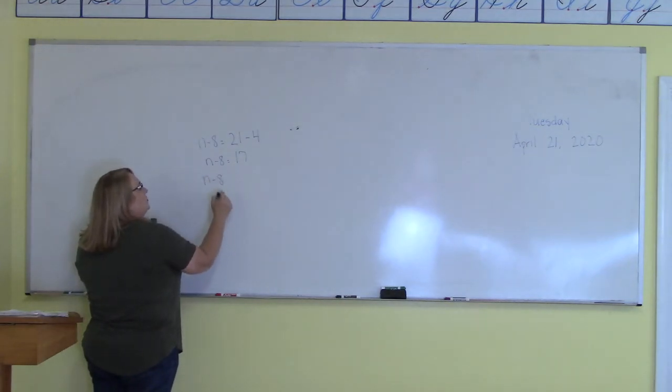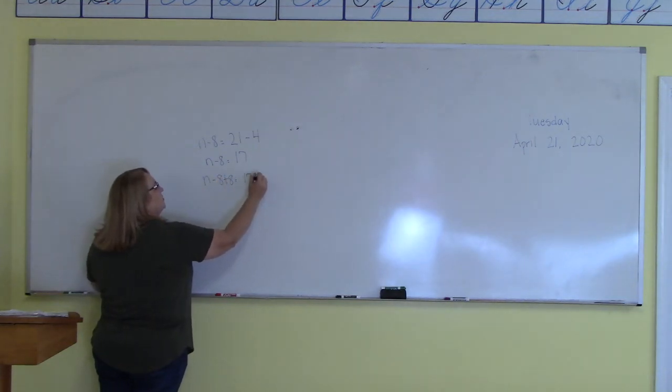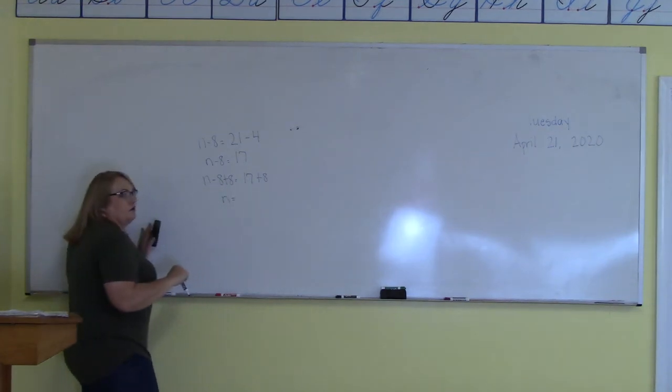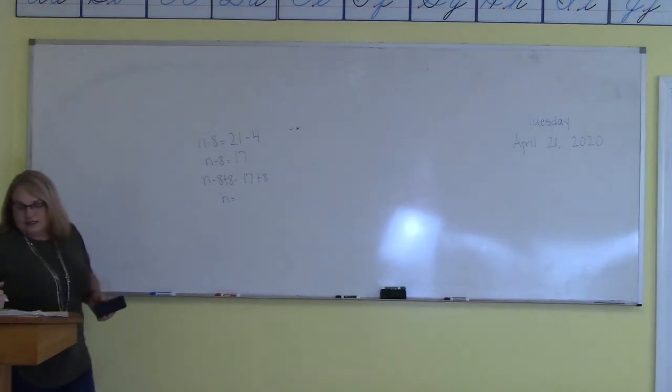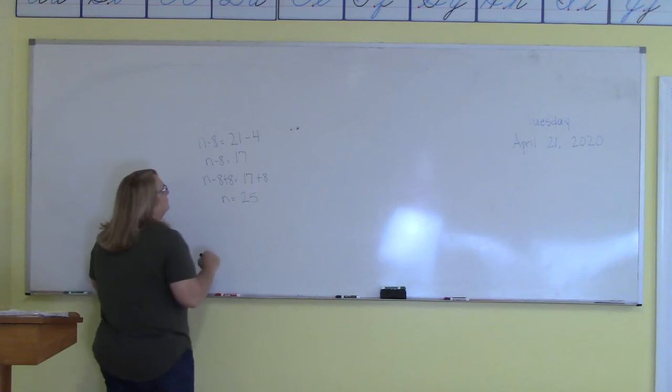N minus 8, do the opposite, plus 8. And what we do to one side, we do to the other. Negative 8 plus 8 gives 0, which leaves n by itself. And then 17 plus 8 equals 25.